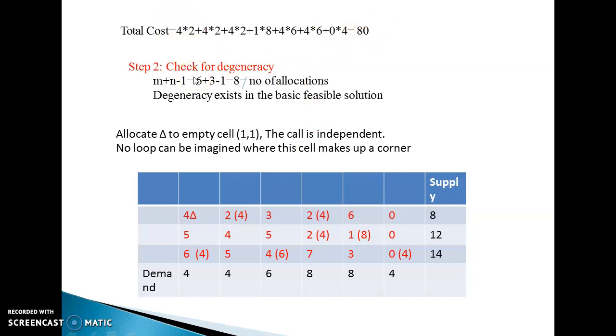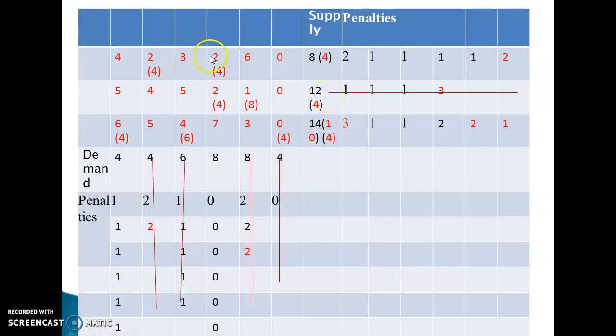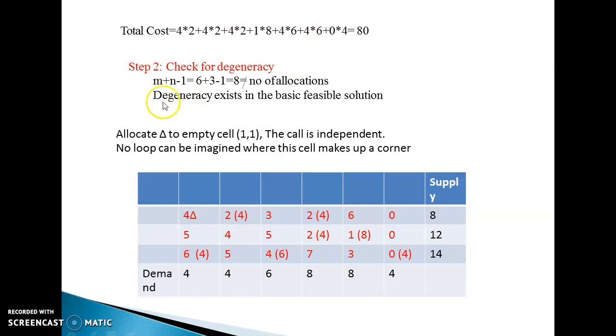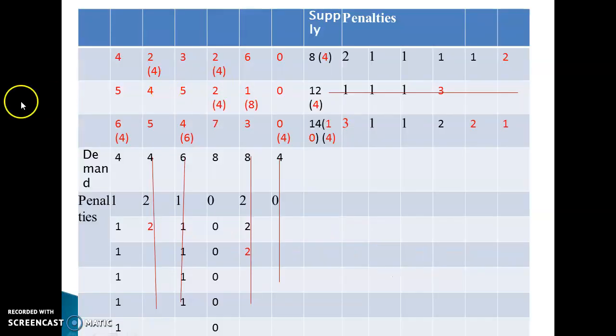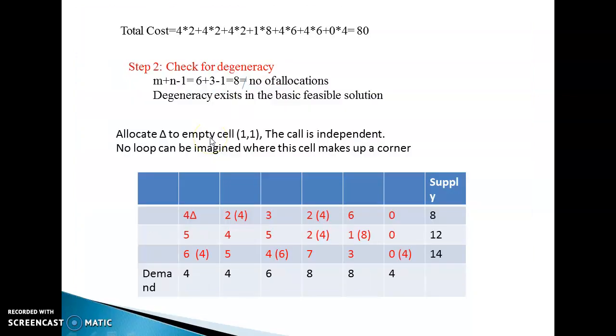Now for going for the optimality test, the second step is to check for degeneracy. Degeneracy is nothing but m plus n minus 1 should be equal to the number of allocations. Here I see 1, 2, 3, 4, 5, 6, 7. I have 7 allocations. But here I have 6 columns and 3 rows, so m plus n minus 1 is 8. That is not equal to the number of allocations, which is 7. So degeneracy exists in the basic feasible solution.